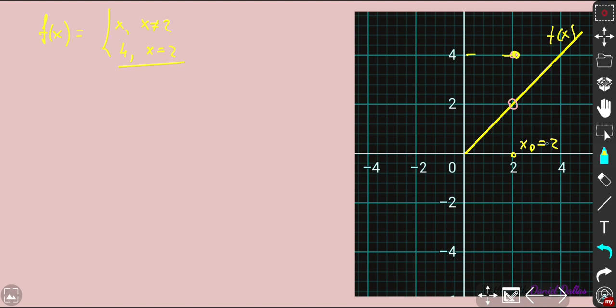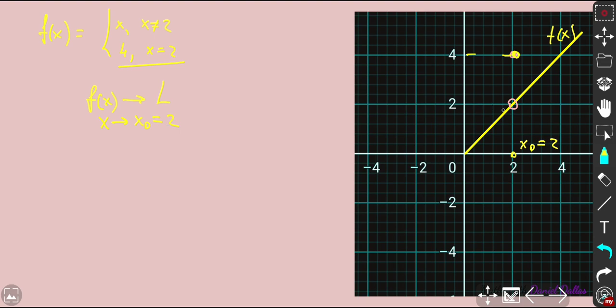So in this case, we have basically a gap. And how do we explore whether this function has a limit around x0? By definition, f(x) needs to tend to some value L when x is very close to x0. In our case, x0 is 2.